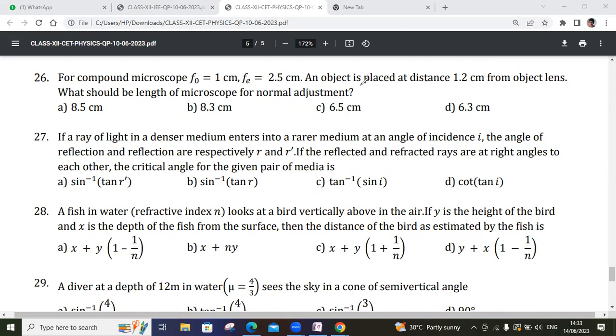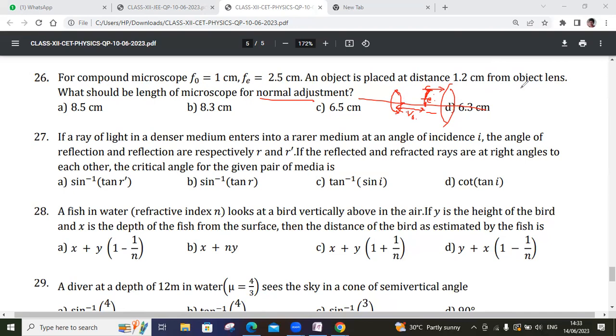So what should be the length for normal adjustment? It means the final image is at infinity. So this is a microscope and the final image is at infinity. It means the image formed by the objective is at the focus of the eye lens. So this is the length of the microscope they have asked. So it will be Fe plus the image distance for the objective.